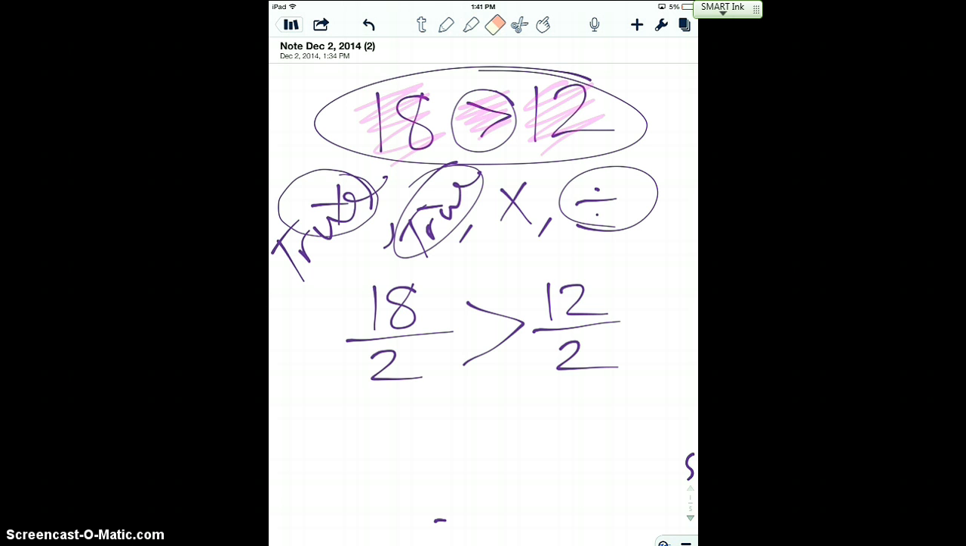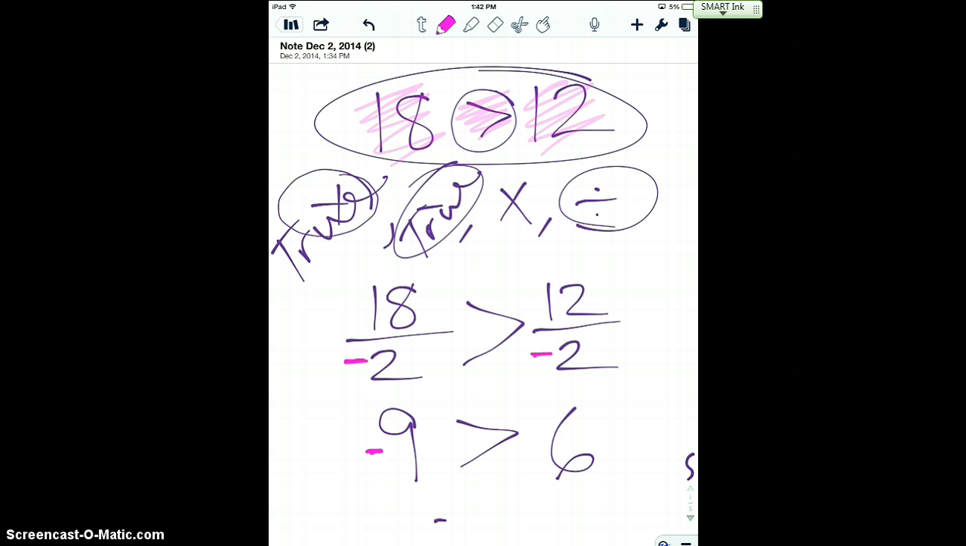Well, 18 divided by 2 is 9. 12 divided by 2 is 6. And 9 is greater than 6. It worked. So that remained true. But what if we divided by a negative number?